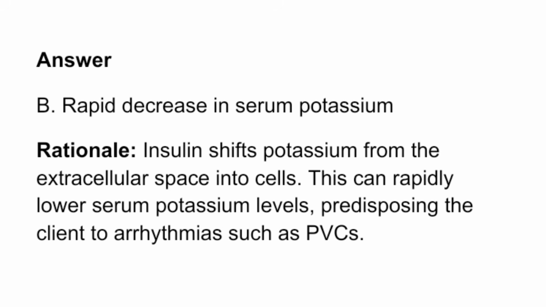Rationale. Insulin shifts potassium from the extracellular space into cells. This can rapidly lower serum potassium levels, predisposing the client to arrhythmias such as PVCs.